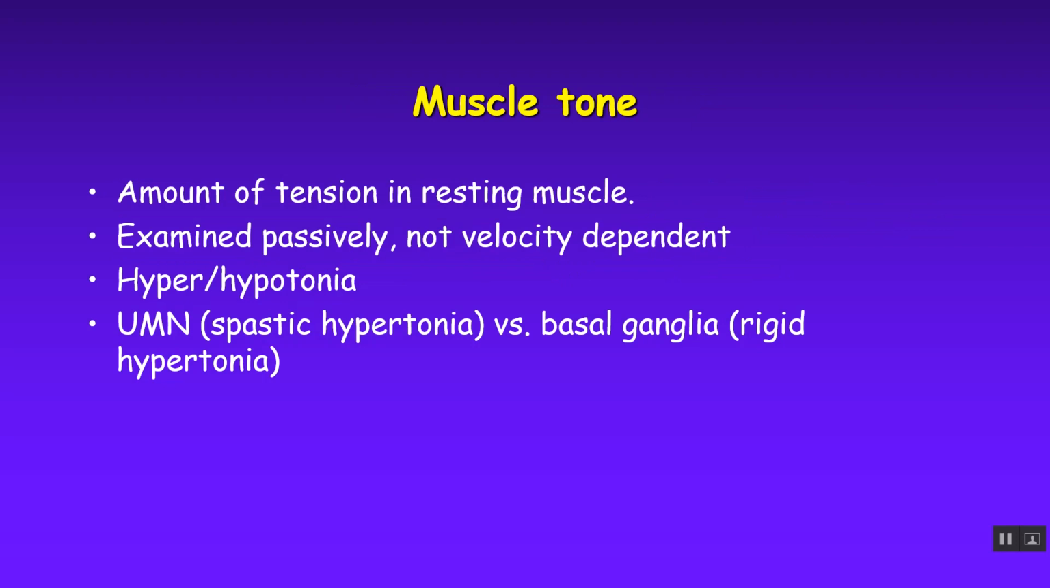Muscle tone, we've mentioned this for upper motor neuron. It's the amount of tension in the resting muscle, examined passively. It can be either hypertonic or hypotonic. We have spastic hypertonia, which is more common in upper motor neuron lesions. And then we can have a rigid form that's more common in basal ganglia lesions.